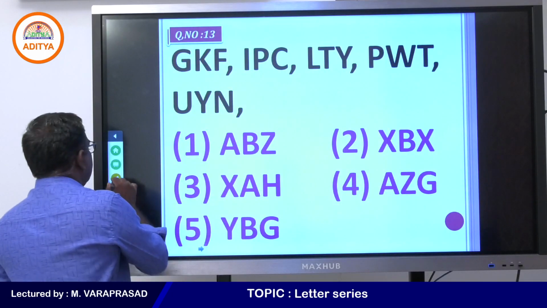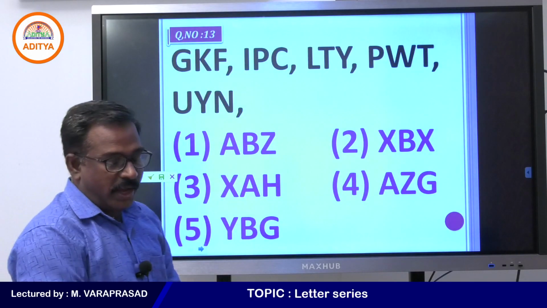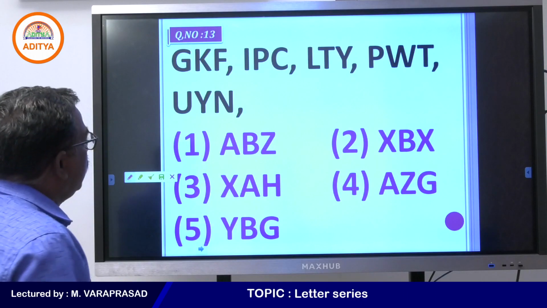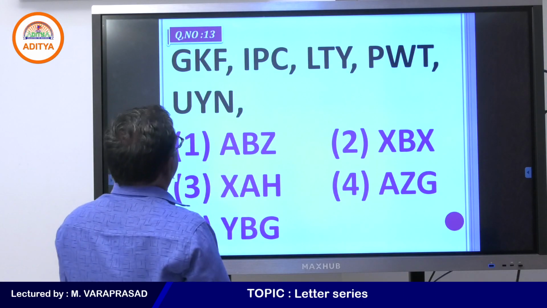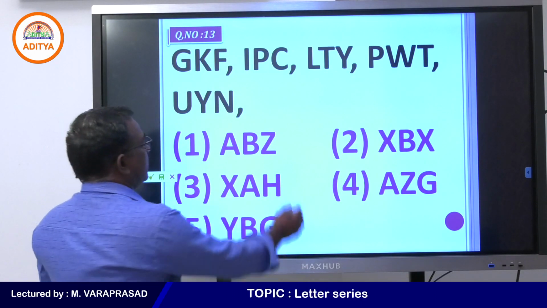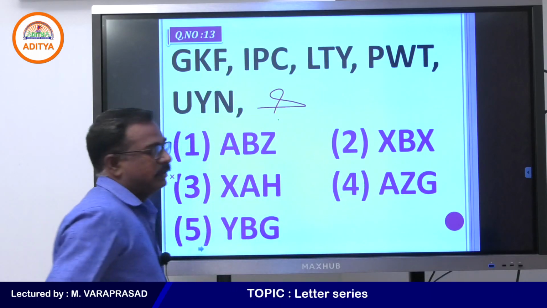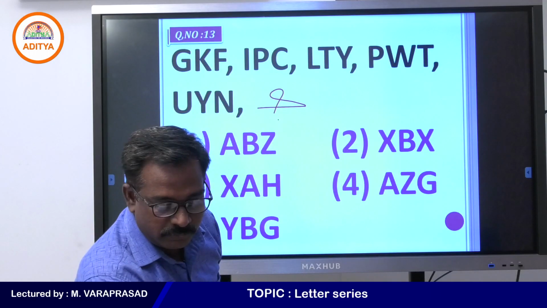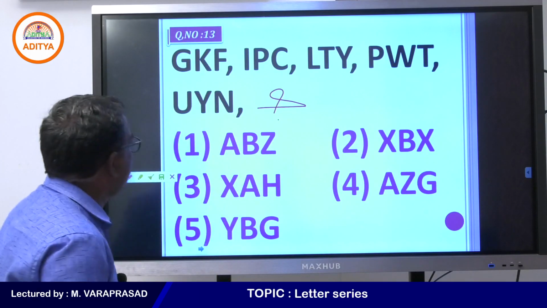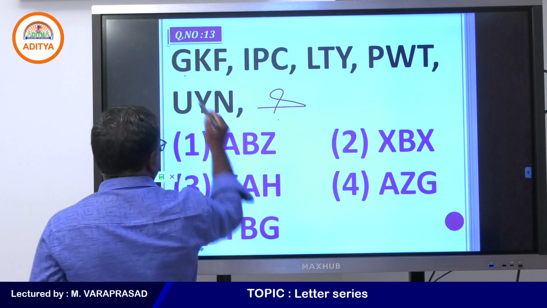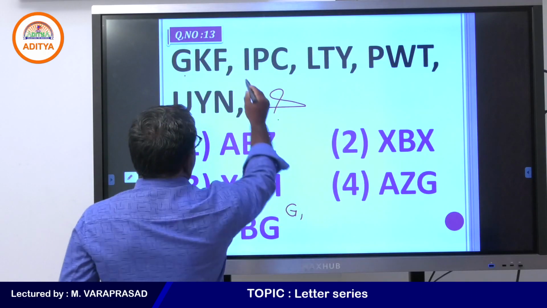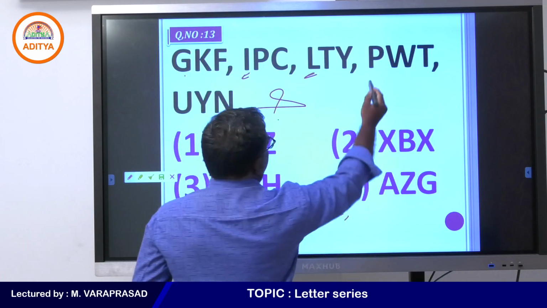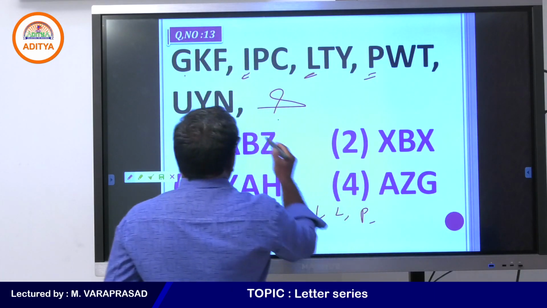Already given this. GKF, IPC, LTY, PWT, UYN. So what will you get in the place of the question mark here? Let me know the answer. What is the process of the first letters? G, I, L, P, U.